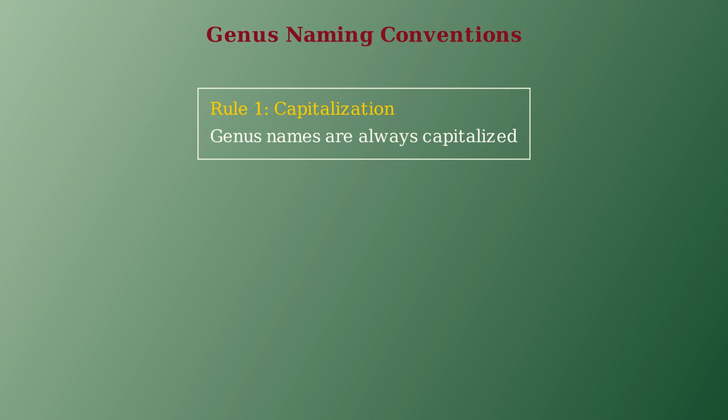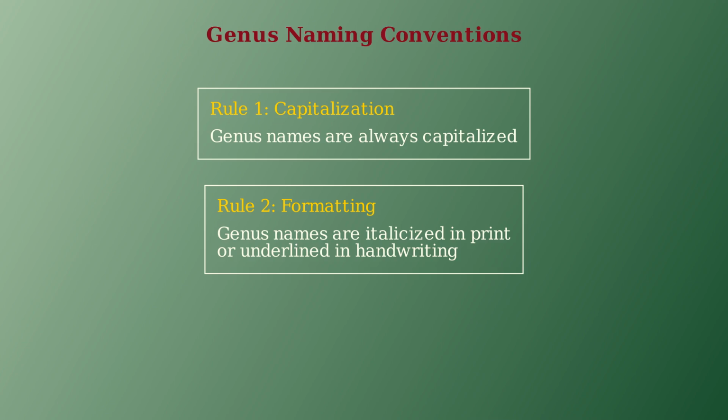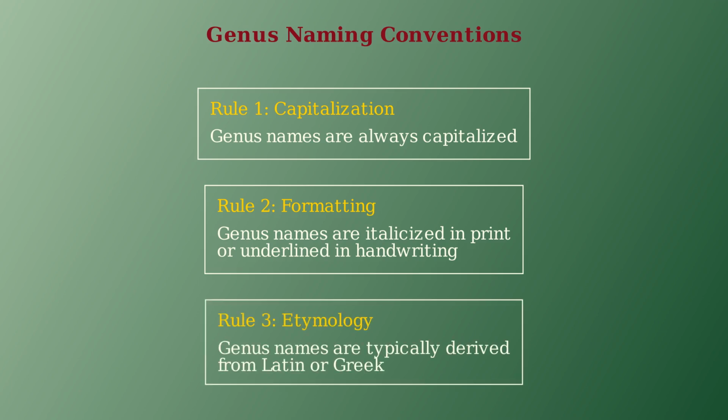Genus naming conventions follow strict rules in scientific taxonomy. The first rule is that genus names are always capitalized, regardless of where they appear in a sentence. Second, genus names must be italicized when printed in scientific literature or underlined when written by hand. Third, genus names are typically derived from Latin or Greek roots, often describing a characteristic feature of the organisms. These naming conventions create consistency across the taxonomic system, helping scientists communicate accurately about organisms.